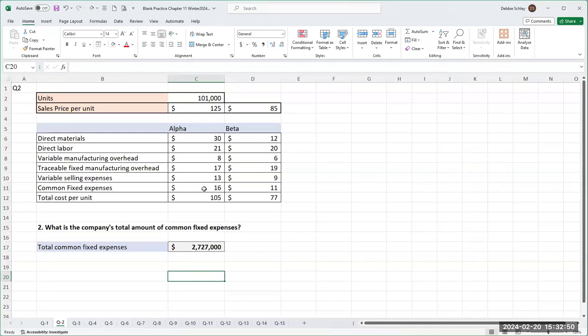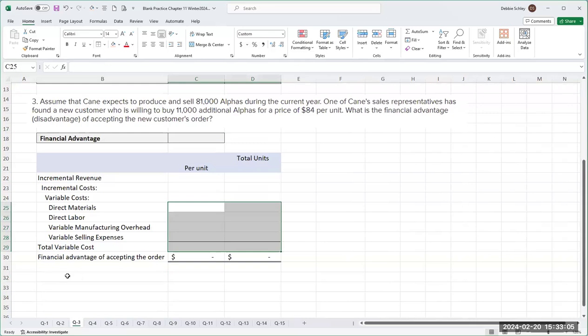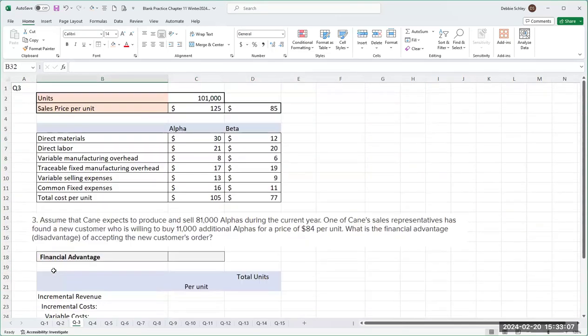I could have also done the $16 times the 101,000 plus the $11 times the 101,000. That would have got me the same answer. So there's my total common fixed expenses. So as you can see, it's going to be really important to read very carefully the questions in this one.